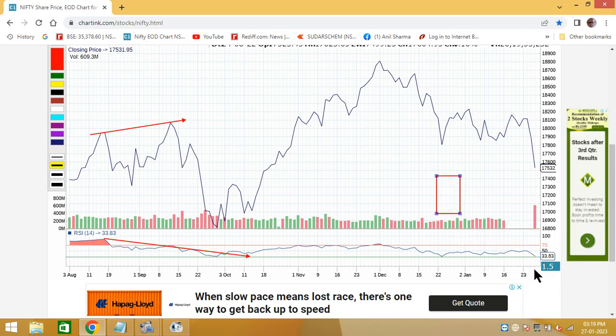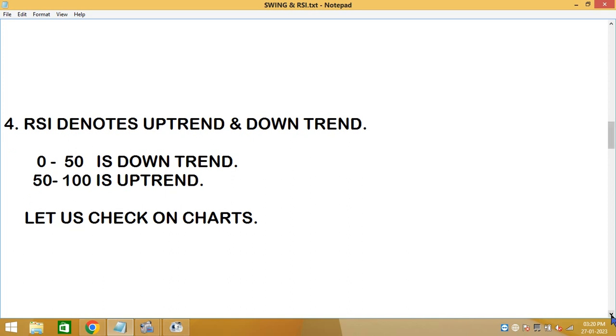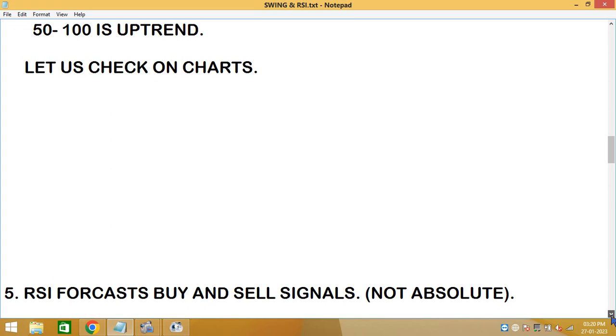So see, this line is the 0 line, this is your 100, this is 50, and this is 70. So this is oscillating between 0 and 100. Below this is 30, and then you have one more line here. Fine. So this is RSI. Basically it is an oscillator which oscillates between 0 and 100. So we have learned that 0 to 50 is downtrend and 50 to 100 is uptrend. Let's go a little ahead and see now.